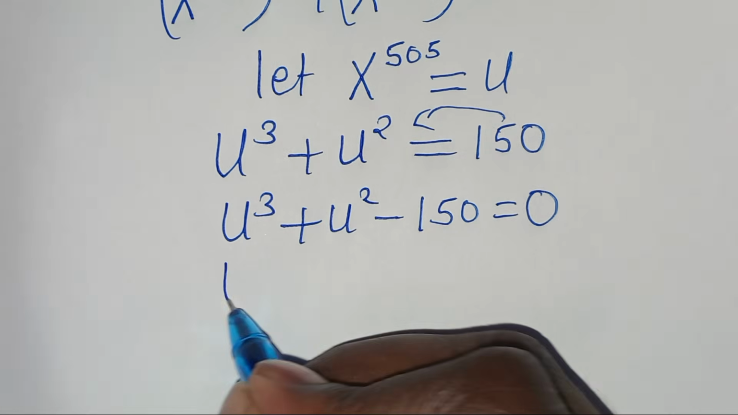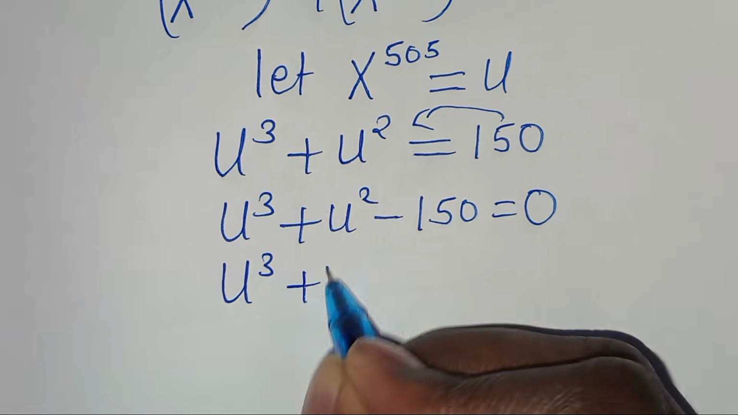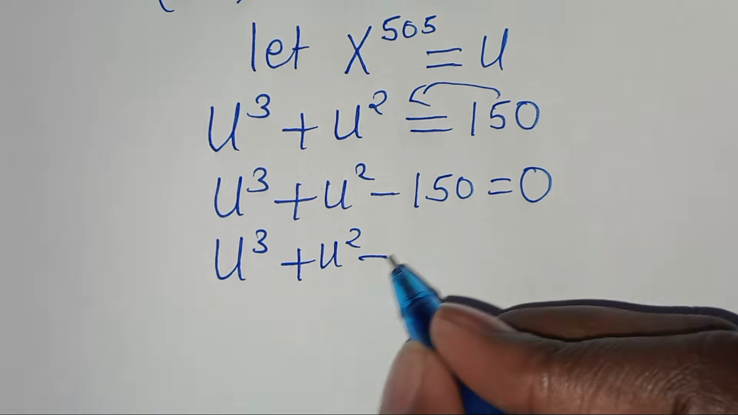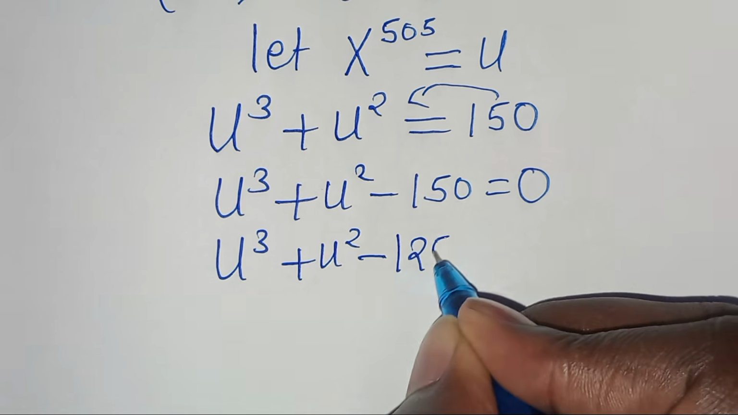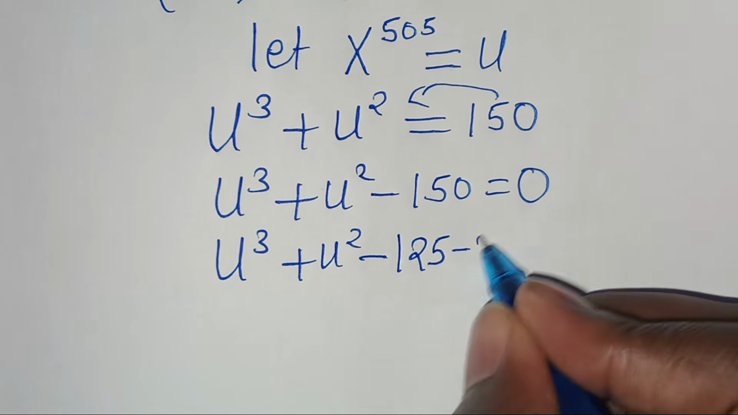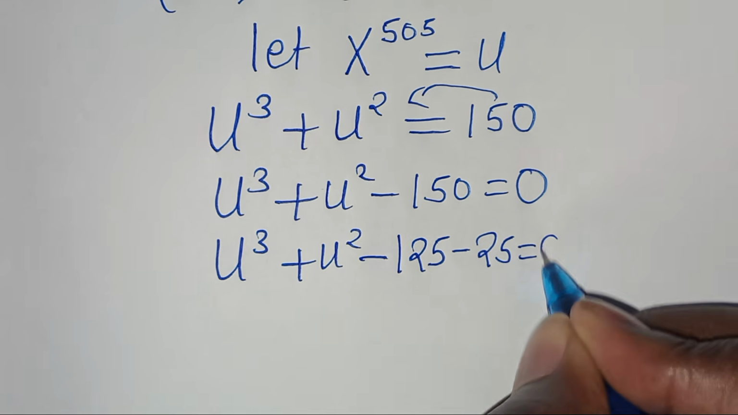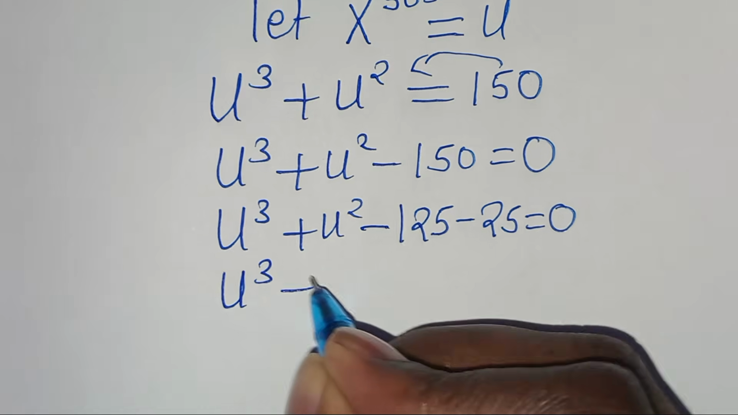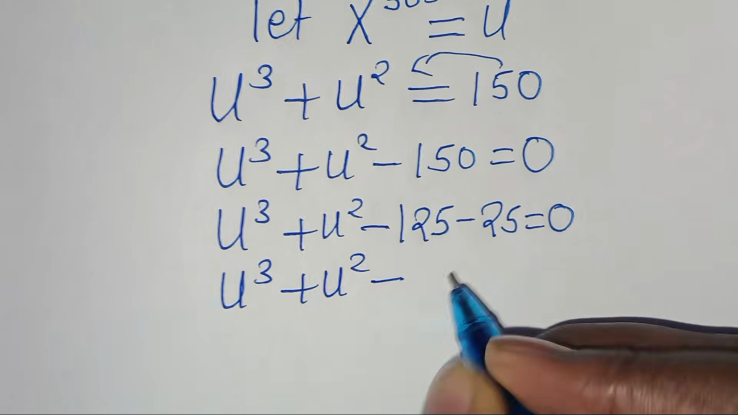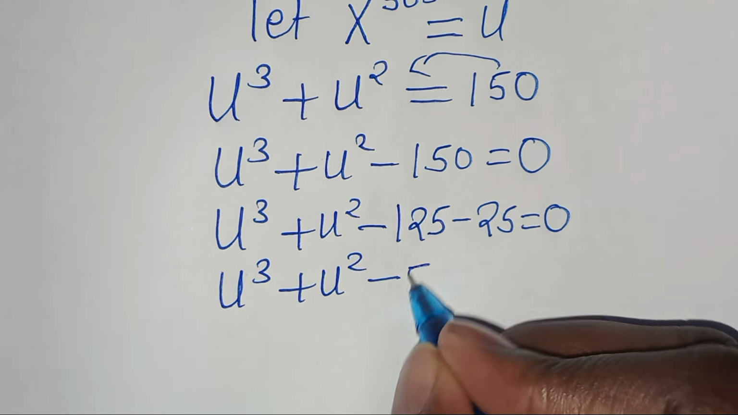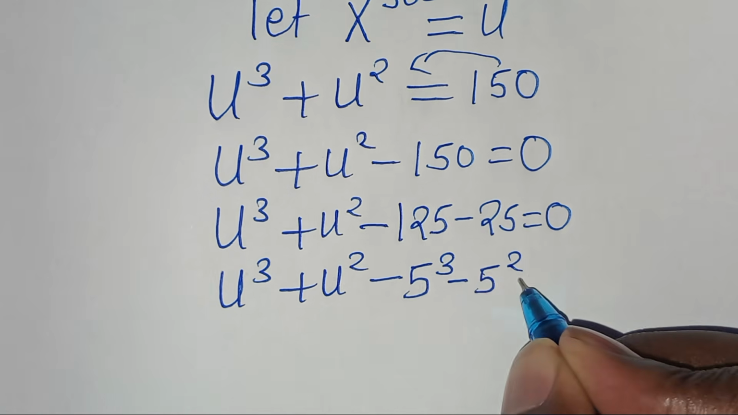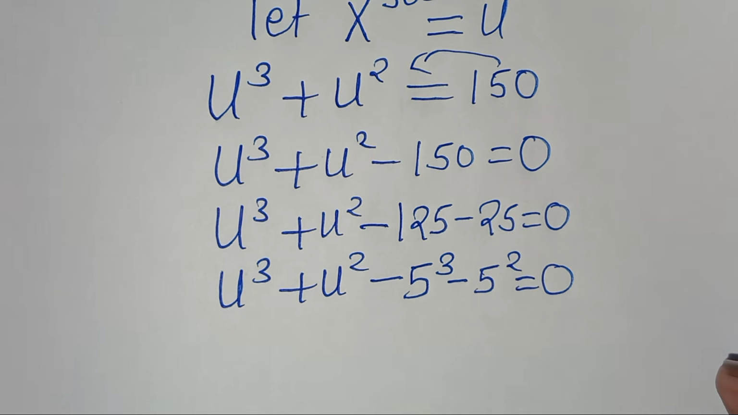So we have u to the power of 3 plus u to the power of 2 minus 150. This is the same thing as minus 125, subtract 25. This is equal to 0. So this is u to the power of 3 plus u to the power of 2 minus 125, which is 5 to the power of 3, minus 25, which is 5 to the power of 2. This is equal to 0.